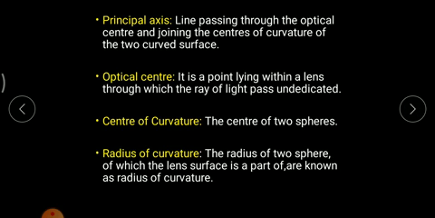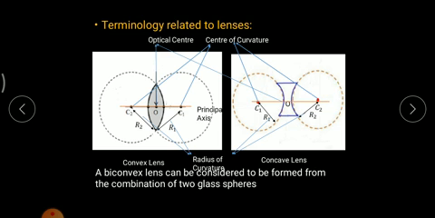What is center of curvature? Center of curvature is exactly the center of the two spheres. As I was telling earlier, since it has a refracting surface, it has a center of curvature. So obviously, it is a part of a hollow sphere. It is creating a center. That center is the center of curvature.